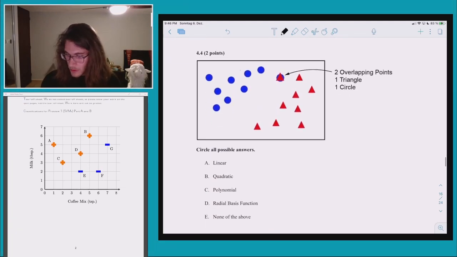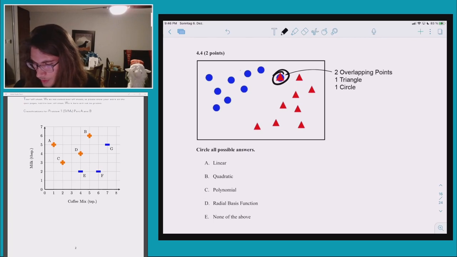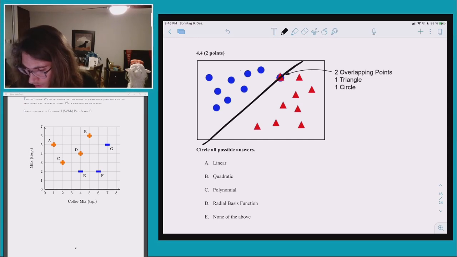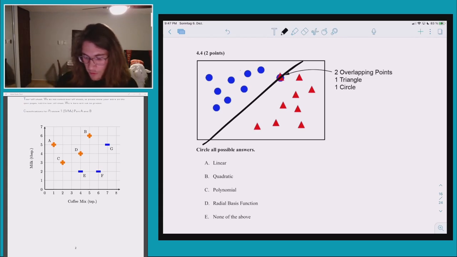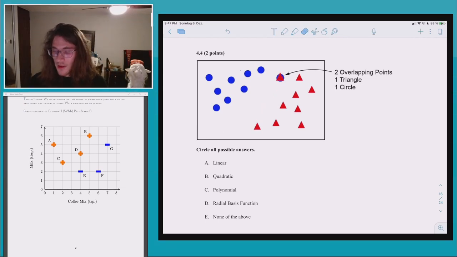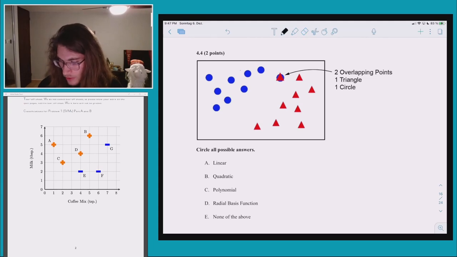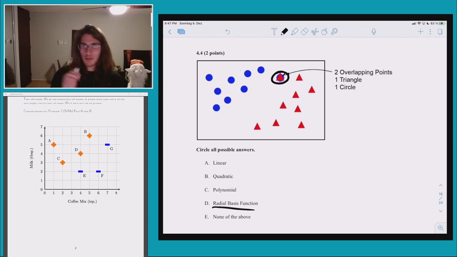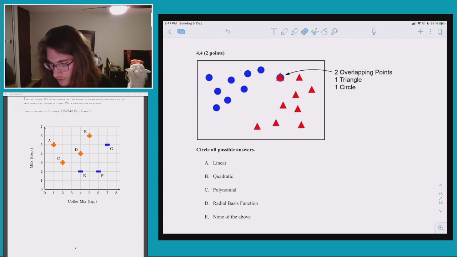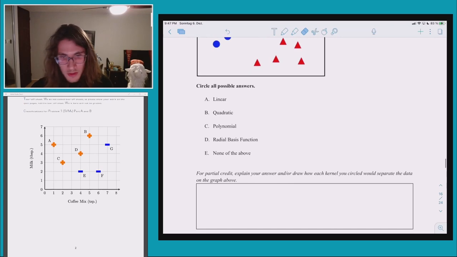And now this one. Here we have two overlapping points, and it's deceptively easy because I could argue that a line separates it except for that one point. But this question is asking which kernels can perfectly classify all the data? Not even a radial basis function can do it, because it would draw a circle here and it would be unable to separate two exactly overlapping points. Yes, it's noise, but it's a good concept to have, that an overlapping point is too much for a radial basis function. So this was the key in this particular problem.